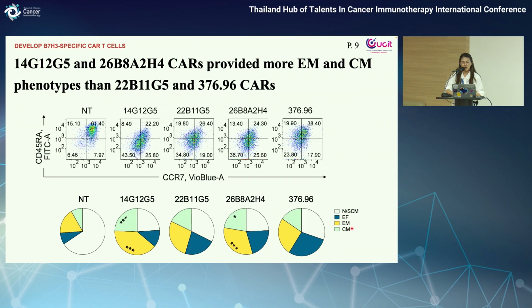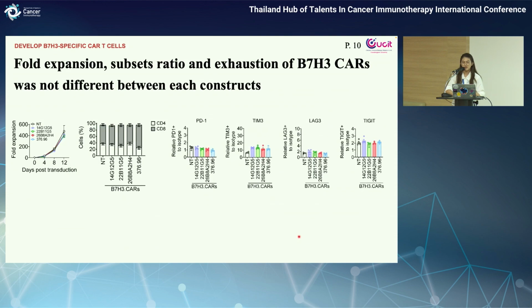With this, we evaluated their characteristics in more detail. We found a higher ratio of effector memory and central memory T cells in the 12G5 and 2H4 CARs that could benefit them in long-term persistence compared to the others. However, no difference occurred in fold expansion, T cell subset, and exhaustion.